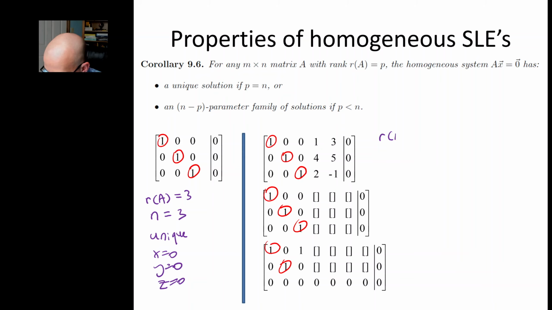Here we have the rank of A equals the rank of A augment B equals 3. Number of columns is 5. Thus, 5 minus 3 is equal to 2 parameter family.